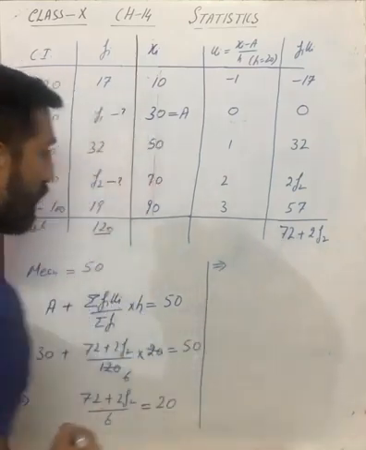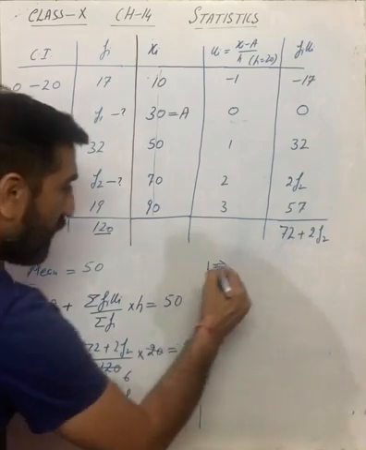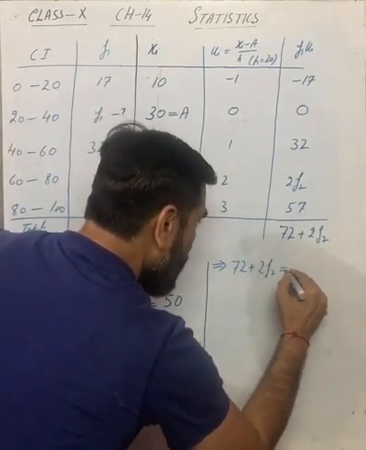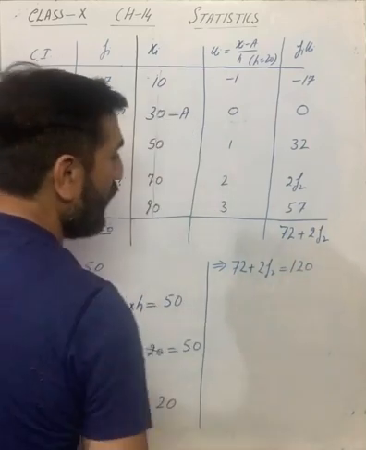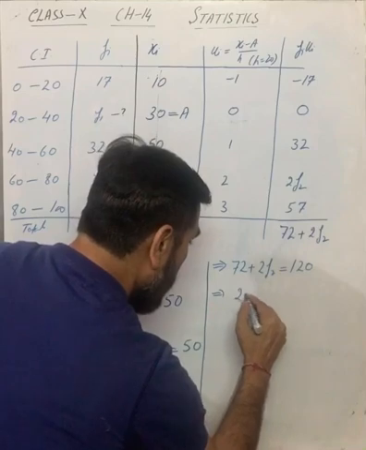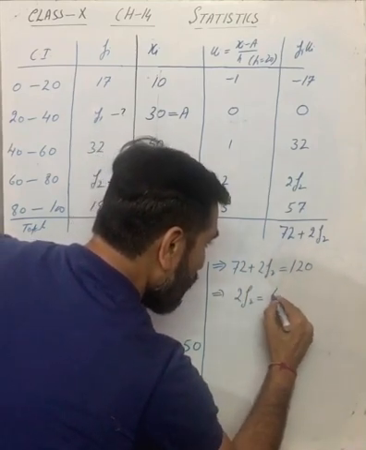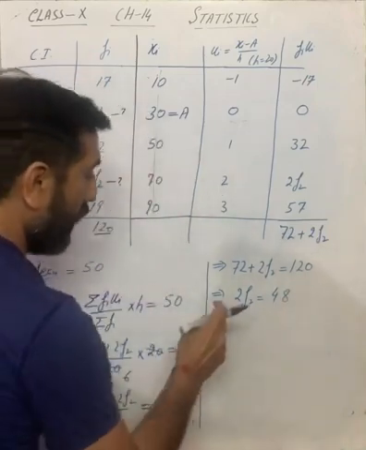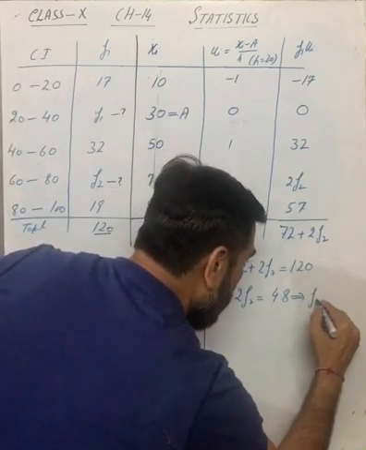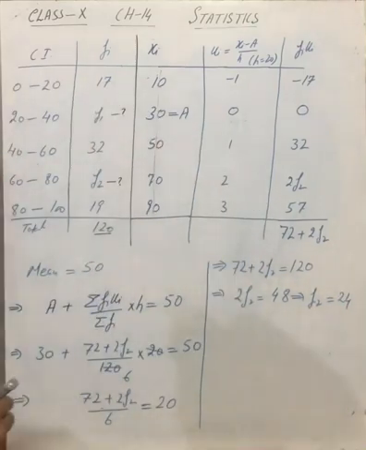Students, keep on solving this question along with me. 6 will multiply, 72 plus 2f2 is equal to 120. We shift 72, it becomes minus, so it will be 2f2. 120 minus 72 will give you 48. The 2 will divide and you will get f2 is equal to 24. So I hope it's clear.